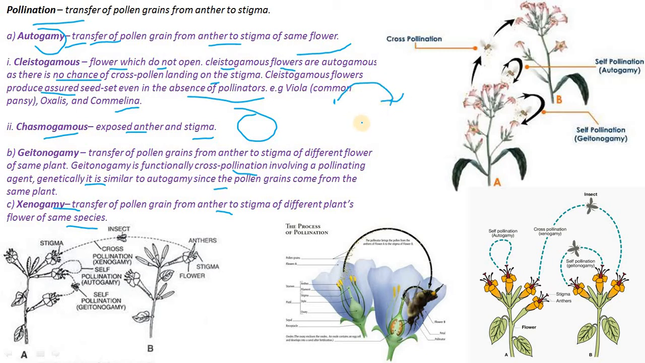As I said, the self pollination can occur in two ways. And in case of xenogamy, it is not shown clearly, but here it is. The insect is carrying pollen from one plant and transferring it to another plant, and this is autogamy, and this is geitonogamy. This picture is good.